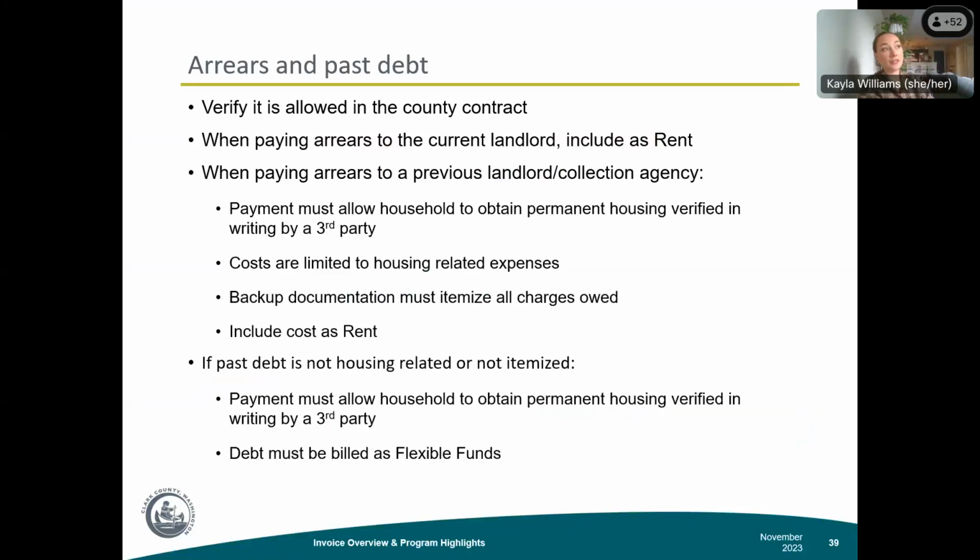Agencies need to verify that it's allowed in their county contract before paying for it. When paying arrears to the current landlord, include it under the rent category. When paying arrears to a previous landlord or a collection agency, there are a few additional requirements. The payment needs to allow the household to obtain permanent housing, and that should be verified in writing by a third party. There are circumstances in which we might accept a verification that's not in writing, but please reach out to your program coordinator first to discuss the attempts that have already been made.